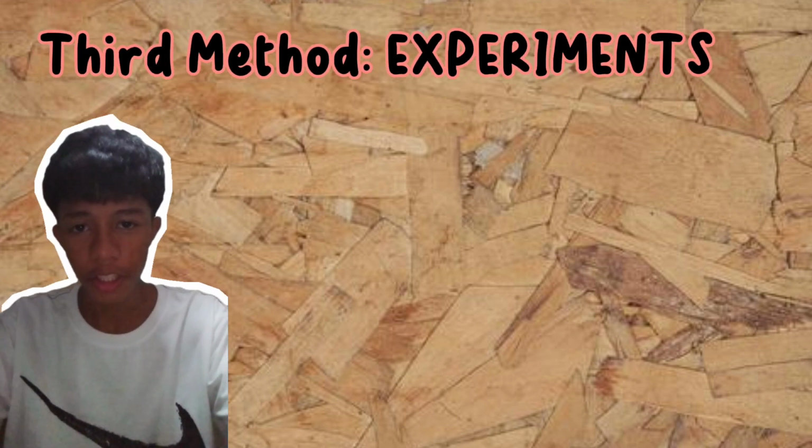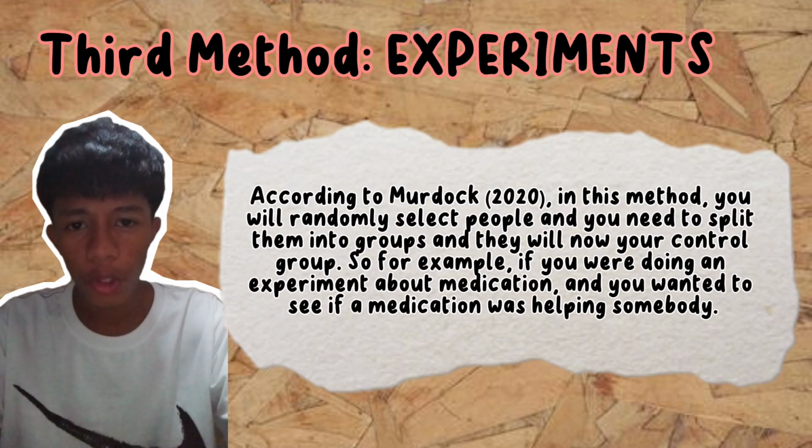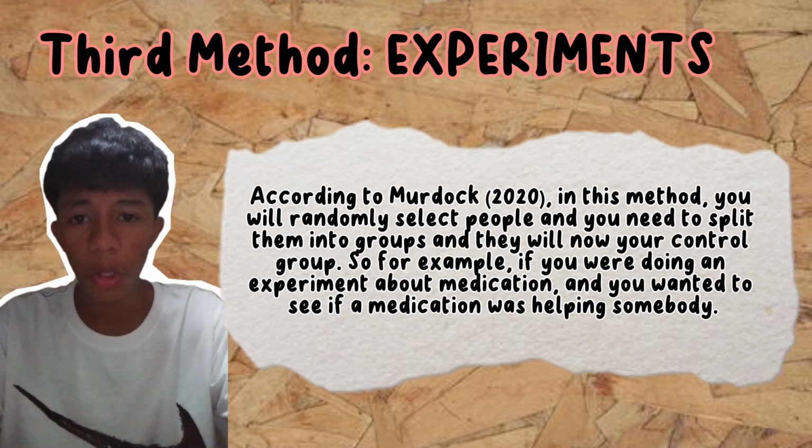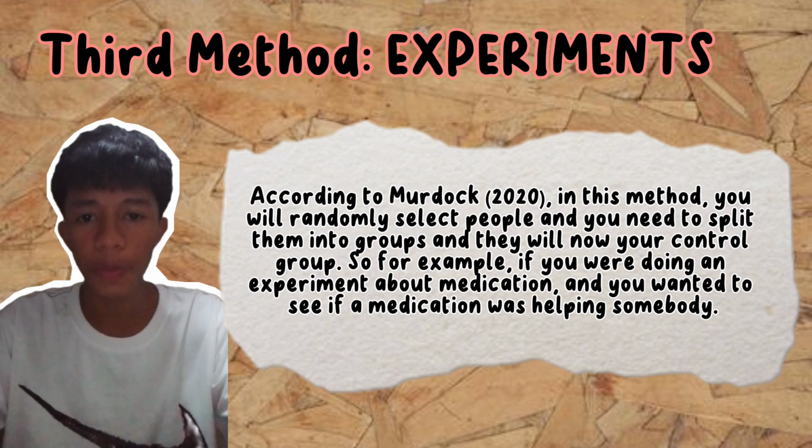So the third method is experiment. According to Murdoch 2020, in this method, you will randomly select people and split them into groups, and they will now have a control group.